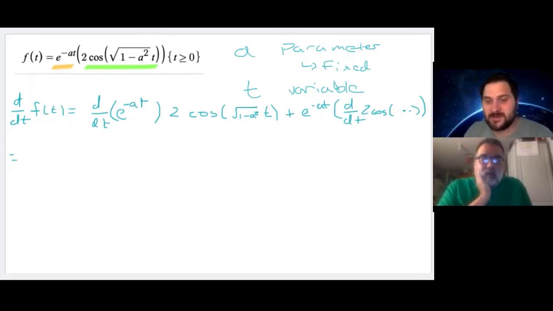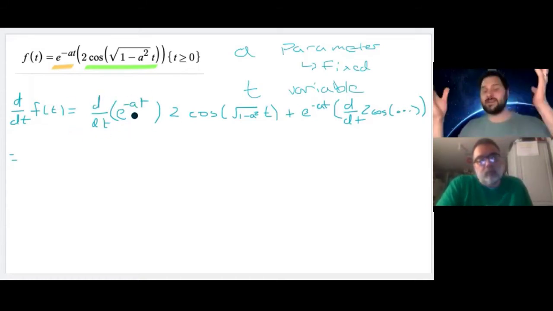If I was doing this on the board, I wouldn't have written an ellipsis there, but I think it is a useful kind of metacognition move to sort of say what do I care about at the moment. Okay, so let's do this derivative.